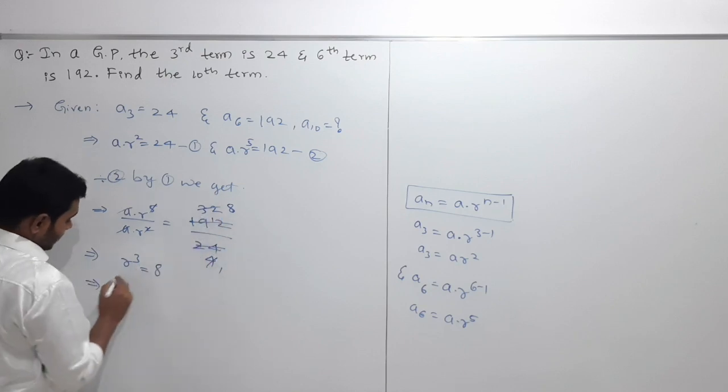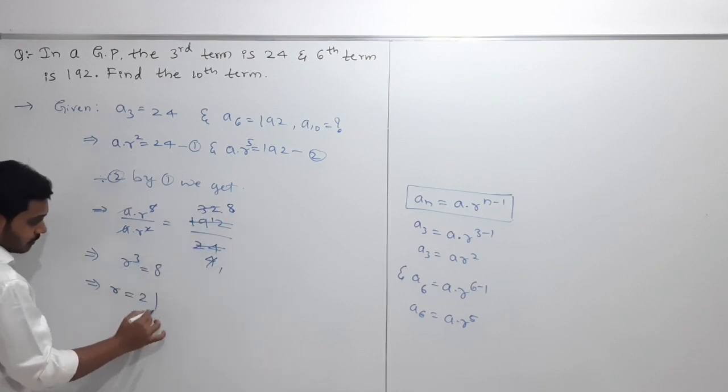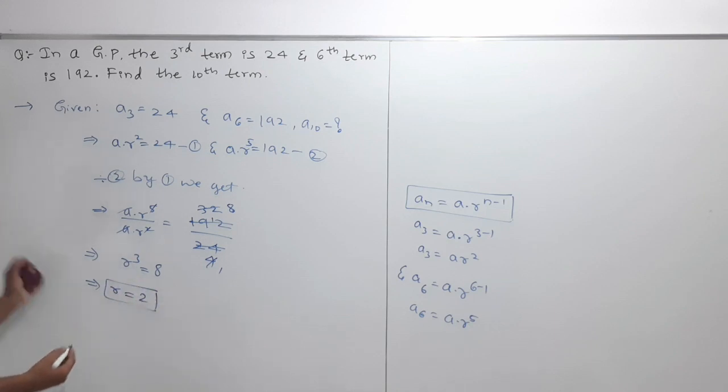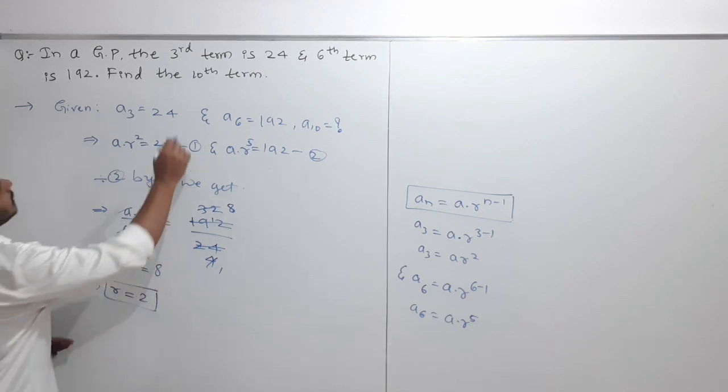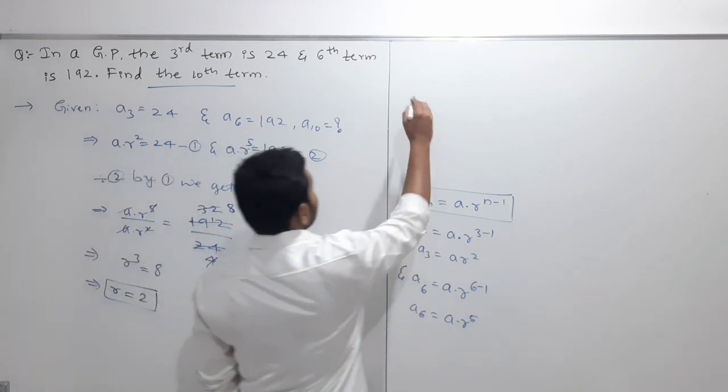4 1s are 4, 4 8s are 32. So therefore R is equal to the cube root of 8, which is 2. So the R value is equal to 2. And now what should we calculate? We should calculate the 10th term.